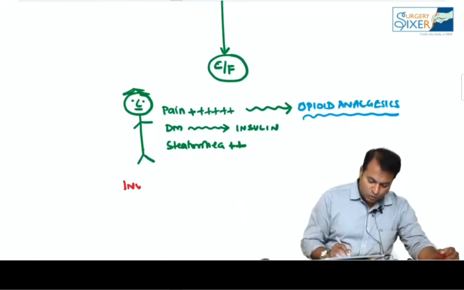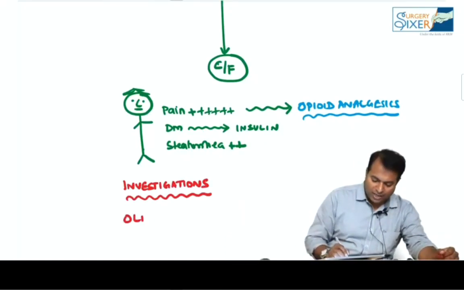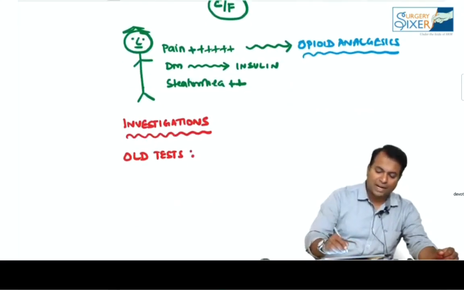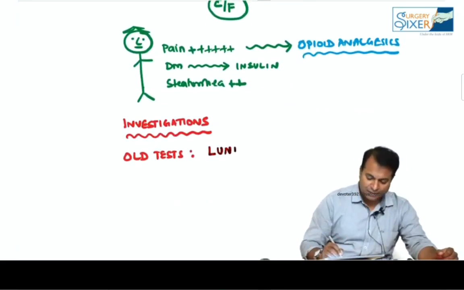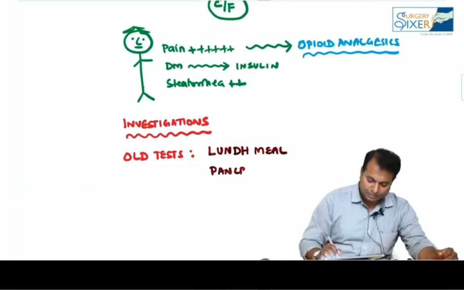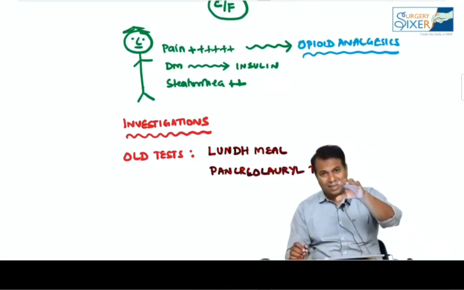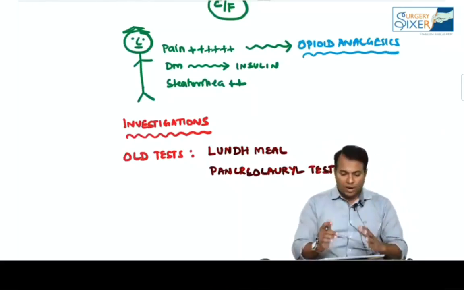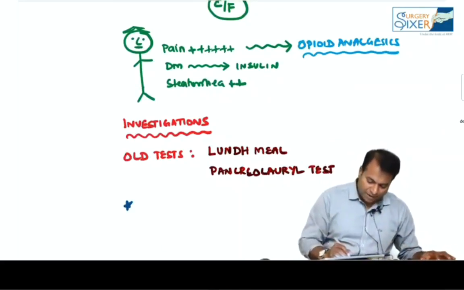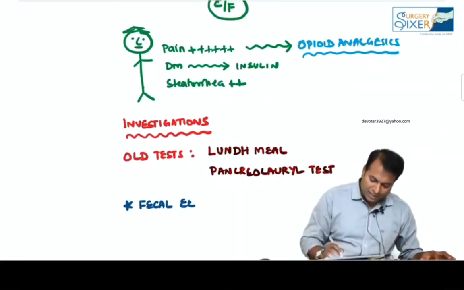When this patient comes to you, we can test whether there is really steatorrhea or not by doing certain investigations. Recently, the old tests are not done nowadays. Only the names may be asked for chronic pancreatitis: the Lundh meal test and the pancreolauryl test. These tests put a tube inside and take pancreatic enzyme for testing. That is no longer done. What is done now for looking for pancreatic enzyme deficiency is fecal measurement of elastase. Please remember, we can easily measure the fecal elastase value.